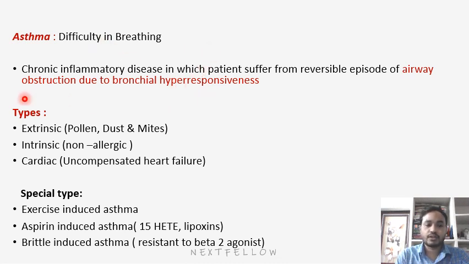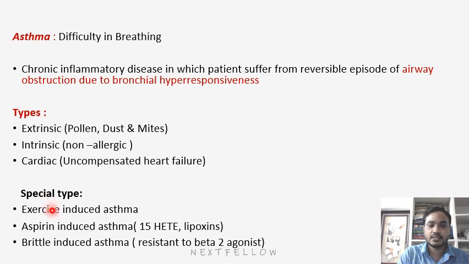In asthma, we have types: extrinsic asthma, intrinsic asthma, and cardiac asthma. Extrinsic means the patient develops asthma due to pollen grains, dust, and mites. Intrinsic means non-allergic: the patient has an internal problem because of other diseases or stress. Cardiac means that due to uncompensated heart failure, the patient has a trigger point for asthma.